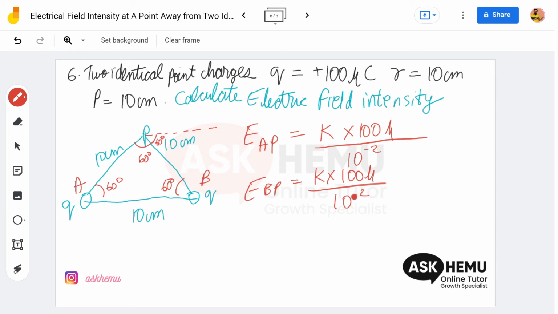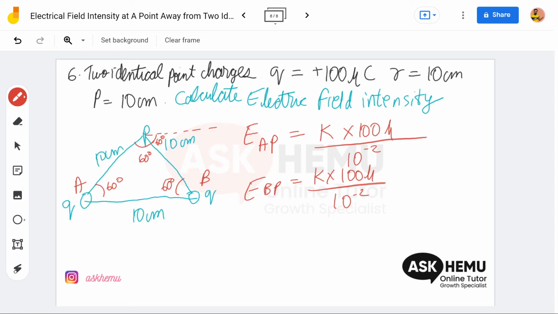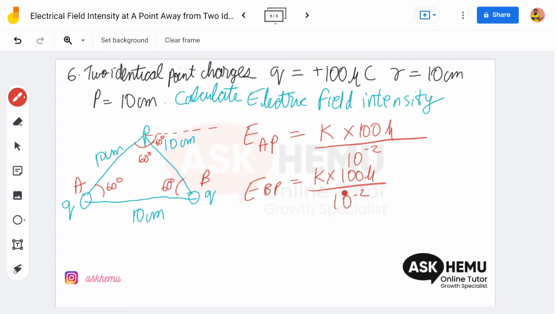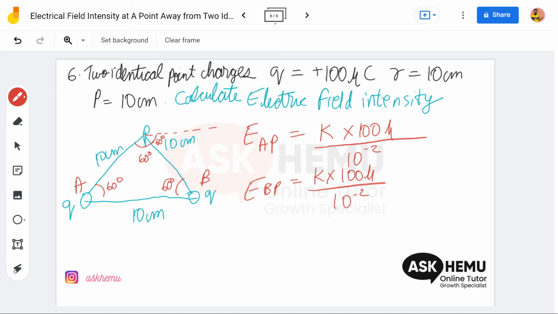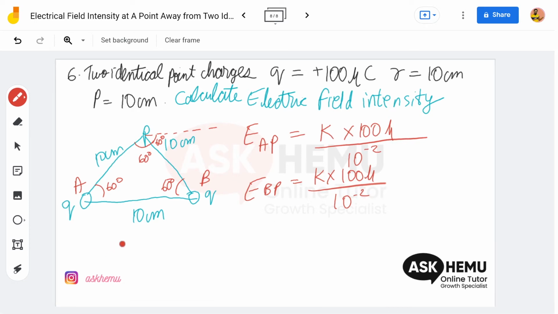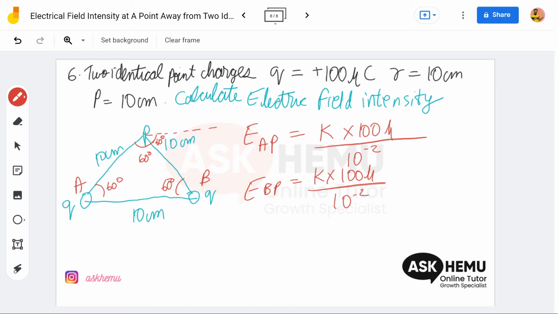Now I can start resolving these vectors, because I have to resolve them and find the resultant. Only finding the resultant will give me the final solution. So I should proceed with finding the horizontal and vertical components of both these values. We'll have horizontal and vertical components for both E_AP and E_BP, defined by cosine theta for horizontal and sine theta for vertical.